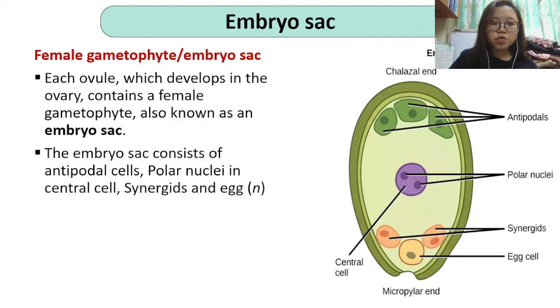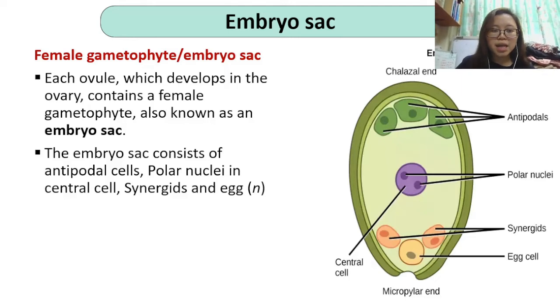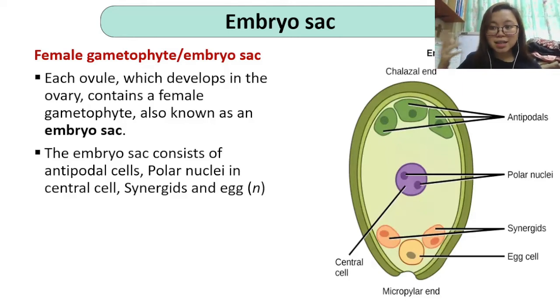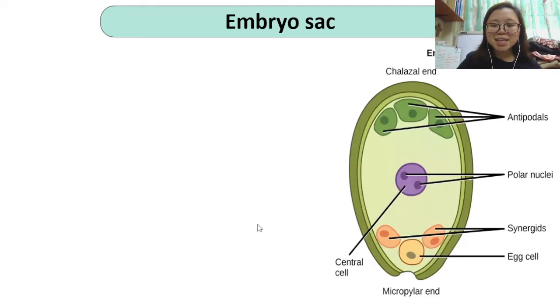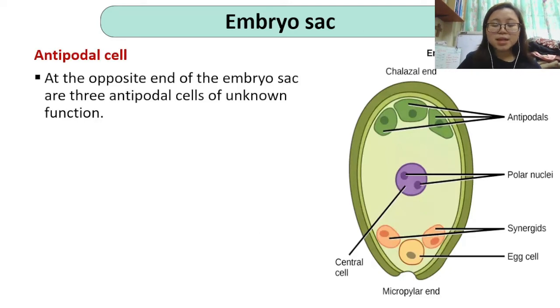Now, each ovule develops in the ovary, and will contain a female gametophyte known as an embryo sac. Ini yang terhasil daripada 3 kali mitosis tadi, tanpa cytokinesis, dia akan bentuk ini, female gametophyte. So, this embryo sac or female gametophyte will consist of antipodal cells, polar nuclei in the central cell, synergids, and the egg cell. So, let's talk about each of these cells in the embryo sac.